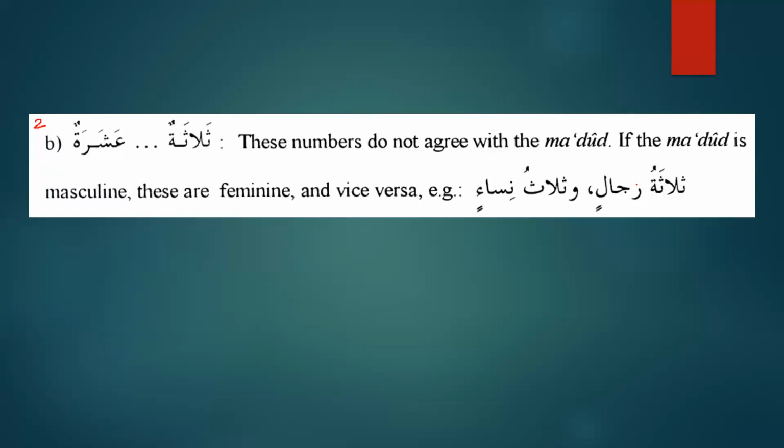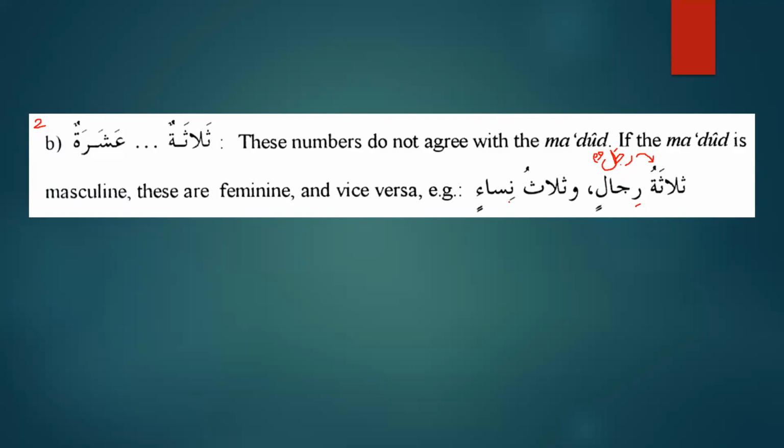For example, we have to look at the original noun. The original noun for Rijal is Rajulun. So what is the plural of Rajulun? Rijalun. Now, because Rajulun is masculine, the number has to be opposite. So that's why we will say Thalathatu Rijalin.